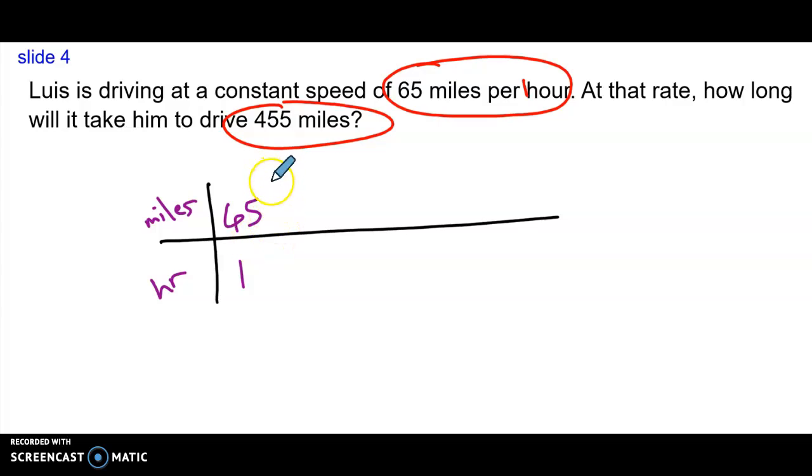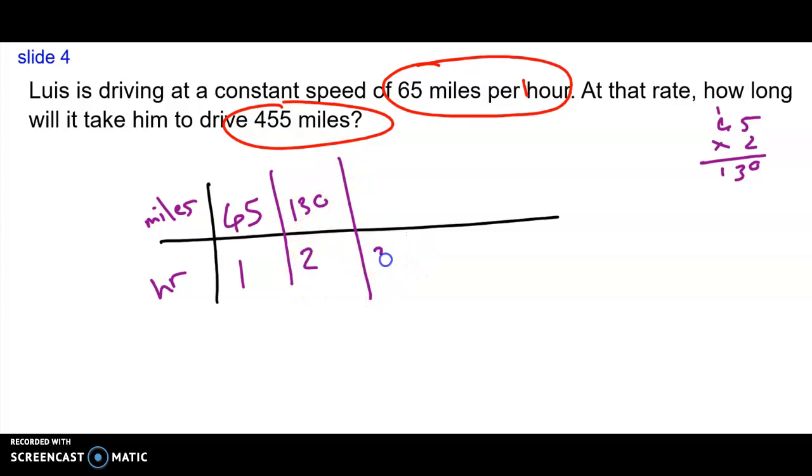Well, I can do several things. I can actually go, well, what would 2 hours be? Well, 2 hours would be 65 times 2. That's going to give me 130. So you can go 130 miles in 2 hours. Well, what if I went 3 hours? Well, that'd be 65 times 3. That's going to give me 15, 18 plus 1 is 19, that gives me 195 miles. Well, what if you went 4?